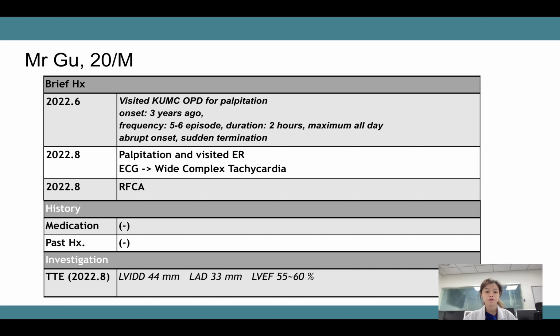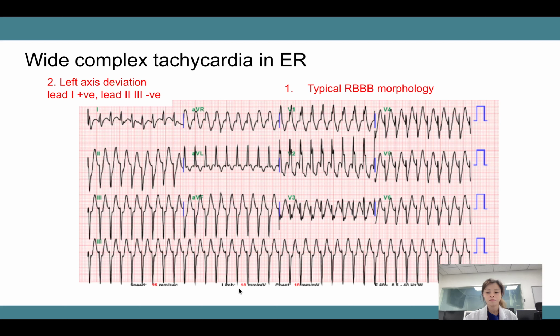He had palpitation around 5 to 6 episodes per year, each time lasting from 2 hours to a maximum of a day. He visited the emergency department during palpitation with ECG recorded wide complex tachycardia. Echocardiogram was done, which showed a structurally normal heart.